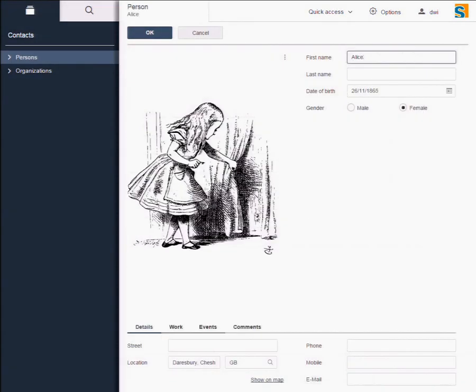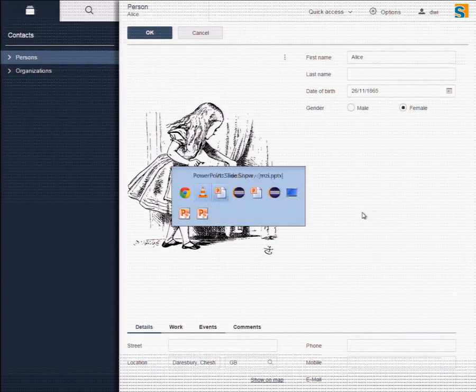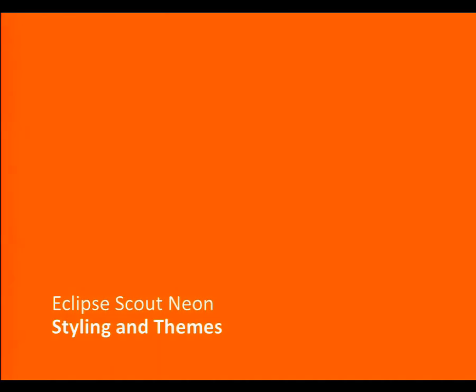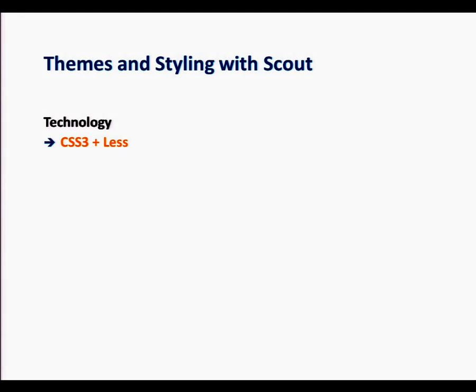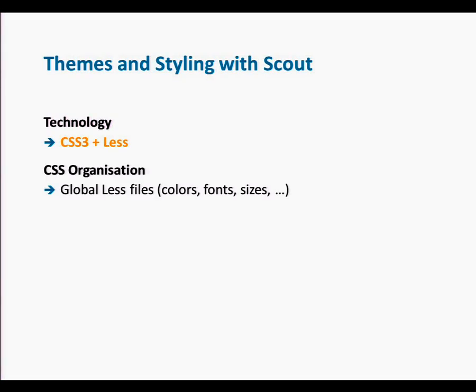Let's open a dialog. And now we're going to have a look at styling and theming. We first do some theory. Basically, behind the scenes, there is CSS3 and Less for styling. The organization is that we first have a bunch of global Less files. They are responsible for colors, fonts, and sizes. So there's one central place where you can change some of the common stuff in the application. But there's also the thing that each Scout component has its own JavaScript and CSS file, so they can do component-specific styling as well.